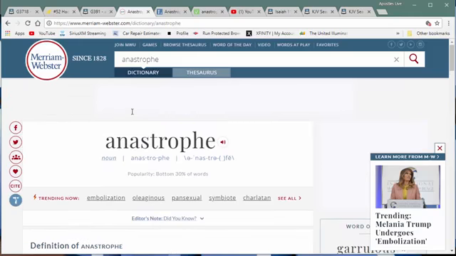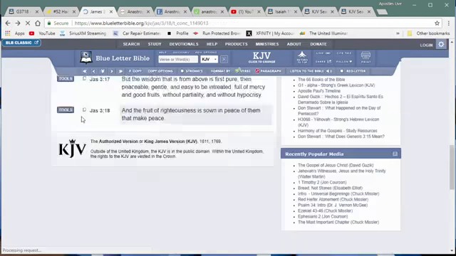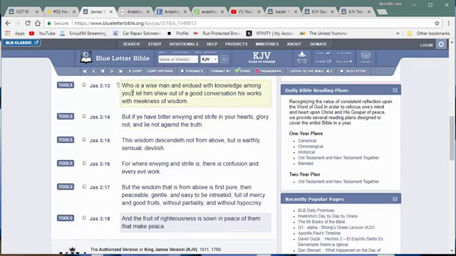Now, Anastrophe is based upon the scripture here. Before I read the definition, let me read the scripture which inspired me to go into the word. This is the book of James, the 3rd chapter, the 13th verse. Who is a wise man and endued with knowledge among you? Let him show out of a good conversation, the key word is good, a good conversation, his works with meekness of wisdom. So according to the scripture, what is an example of a good conversation?